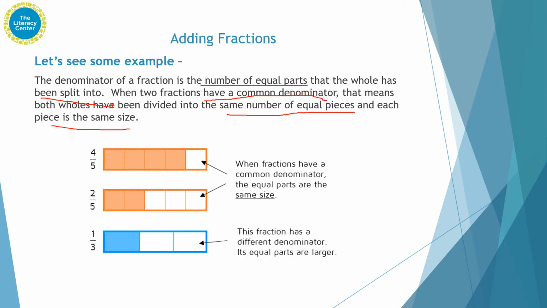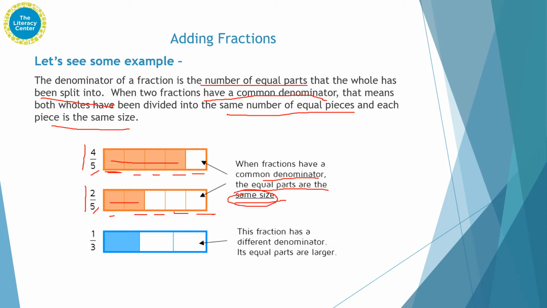If you look at the numbers here, first is 4 by 5. That is 4 parts out of 1, 2, 3, 4, 5 parts. Let's see another fraction here, 2 by 5. That is 2 parts out of the 5 parts. So here we can say they have a common denominator, that is 5 and 5. When fractions have a common denominator, the equal parts are of the same size. You can see here 1, 2, 3, 4 and 5 parts here, and 1, 2, 3, 4 and 5 parts here are of the same size.